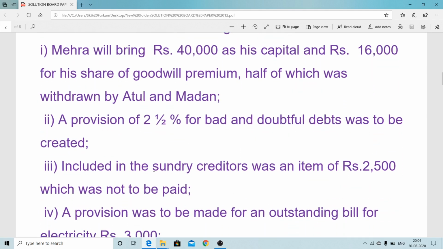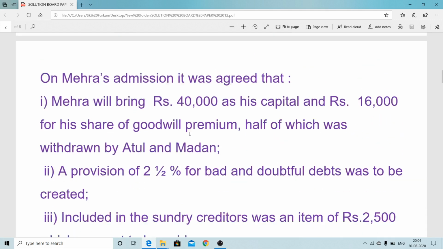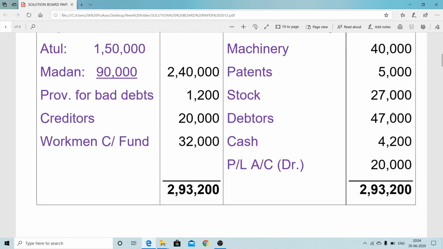A provision of 2.5% for bad and doubtful debt is to be created. This is related to debtors, and we always follow the gross debtors amount. Thereupon we create the provision for doubtful debt. This mistake should not be made. Sometimes students first deduct the old provision from debtors and afterward calculate the new provision, but that is not correct. When you calculate the new provision for bad debt, always do it on the gross debtors, before deduction of the old provision for doubtful debt.